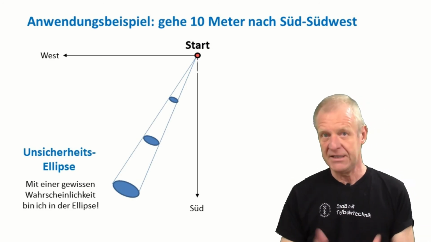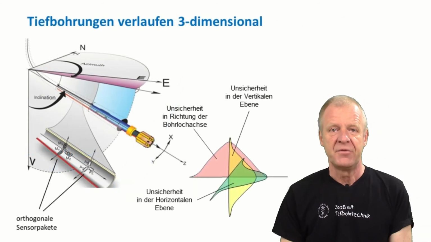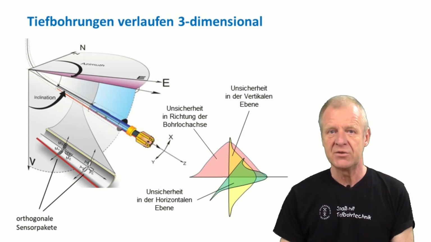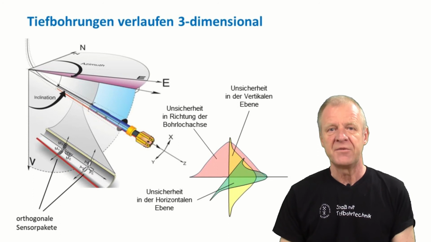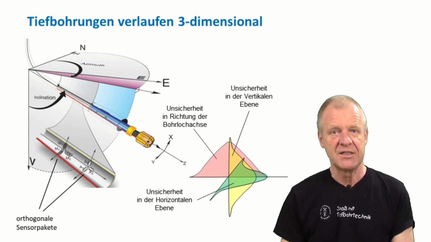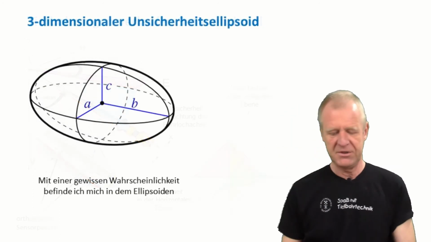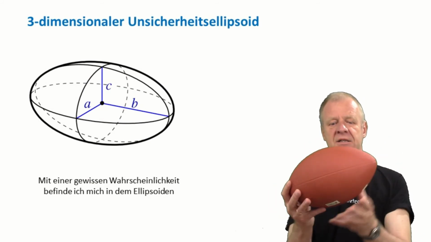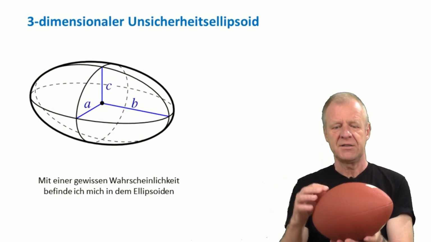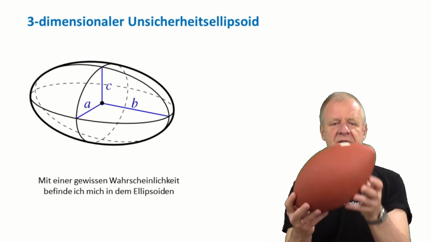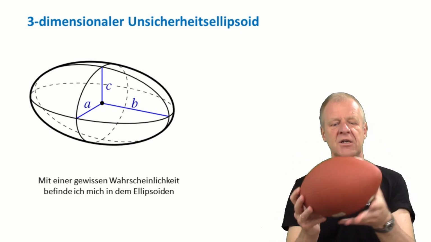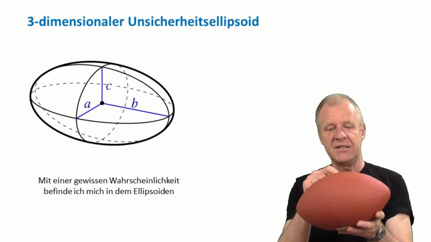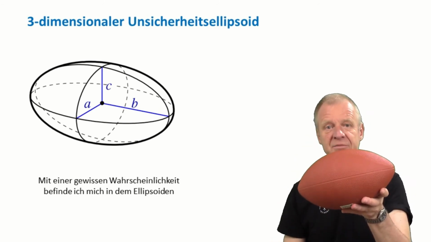For directional drilling, we even have to take a step further. Directional wells are drilled in 3-dimensional space, not just in 2 dimensions. Therefore, we actually do not have to deal with ellipses, but with ellipsoids of uncertainty. Yeah, similar to this football here. We have an uncertainty range which is extended in the x, the y, and z axis. Therefore, we can state that with a certain probability we are within such an ellipsoid of uncertainty.